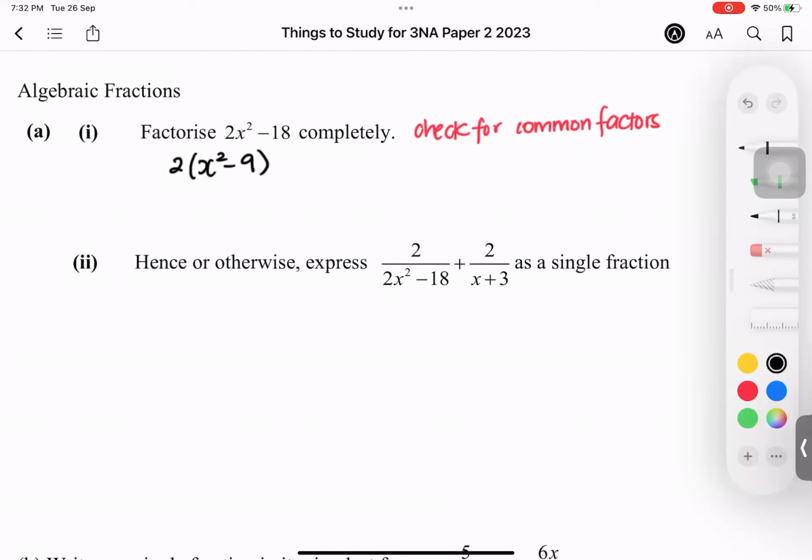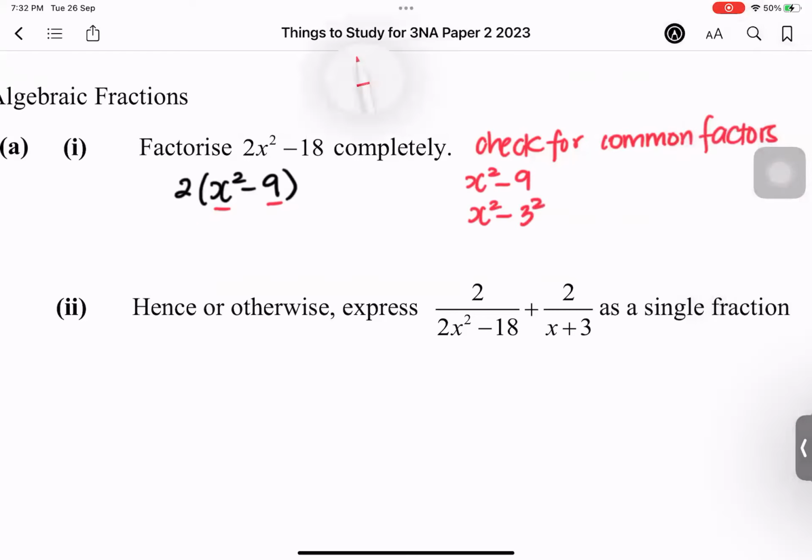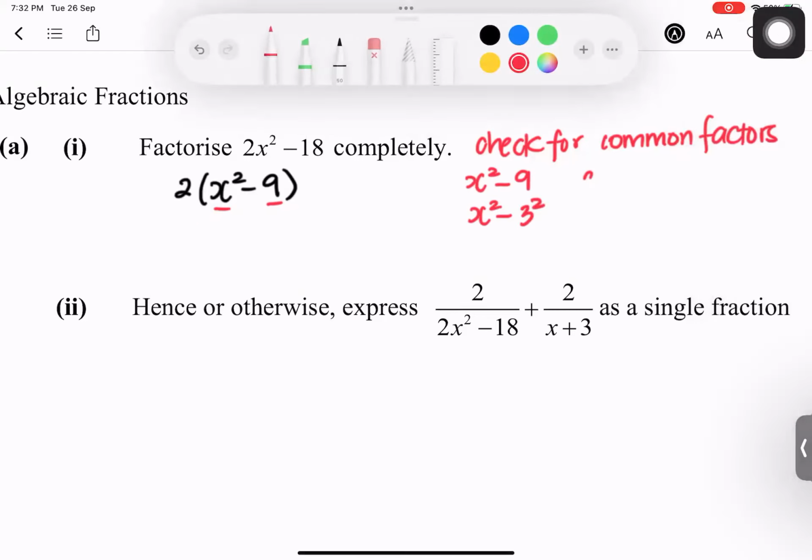But many a time students think that this is the complete answer. This one will be 2 marks. This is not the correct final answer, because x squared minus 9 is of the pattern a squared minus b squared. The 9 can be changed into 3 squared.